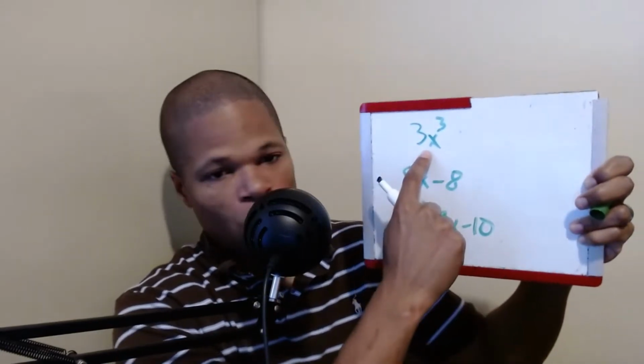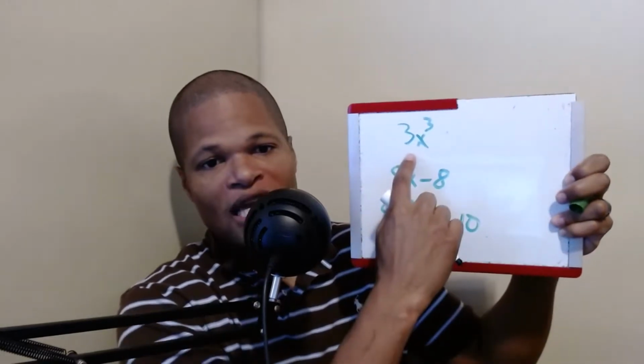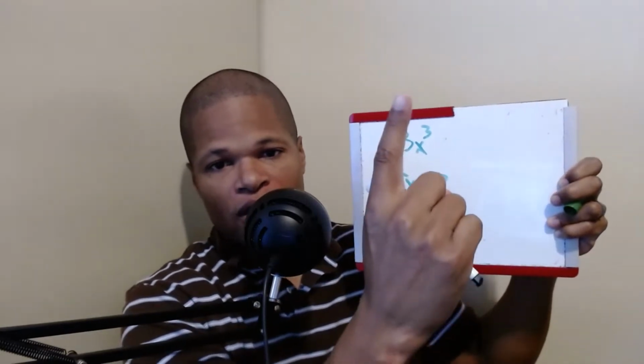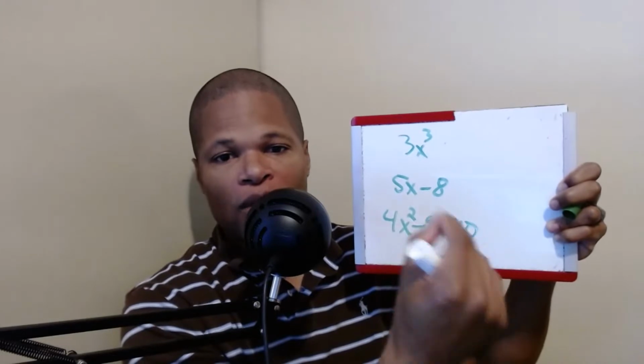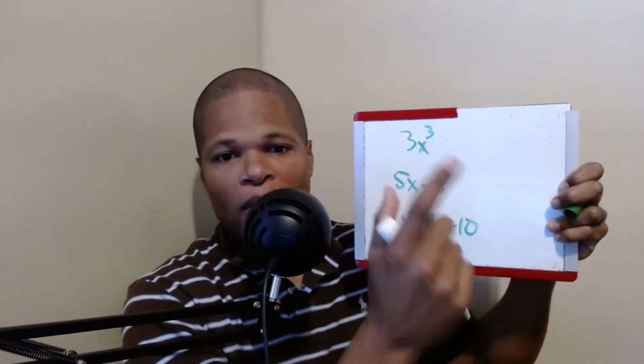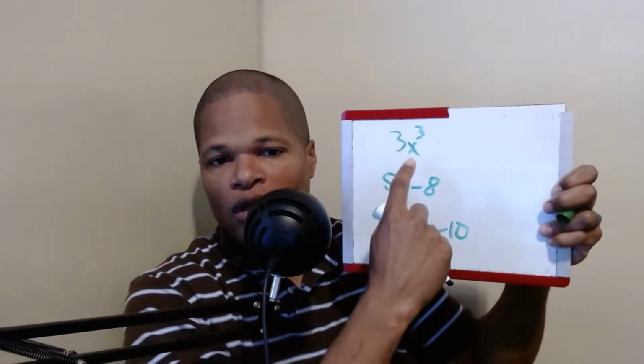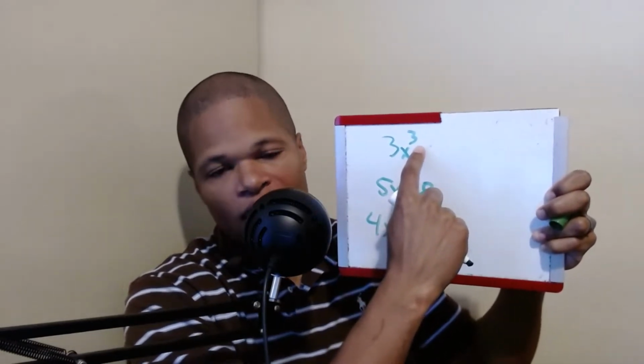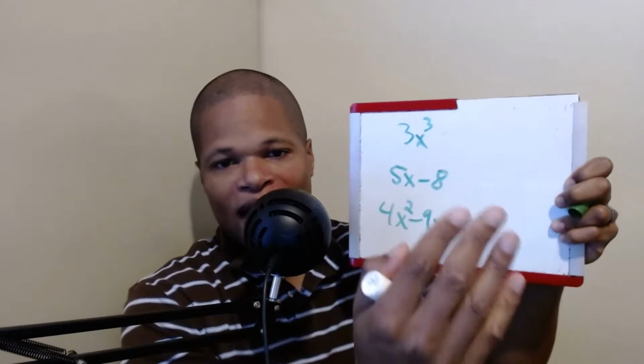So this one only has one term, okay? If it's one term, we call that a monomial. Mono meaning one, monomial, nomial is kind of short for polynomial. So we call that a monomial. But at the same time, it also has a degree, and the degree would be 3. When I say degree, you look at the power.